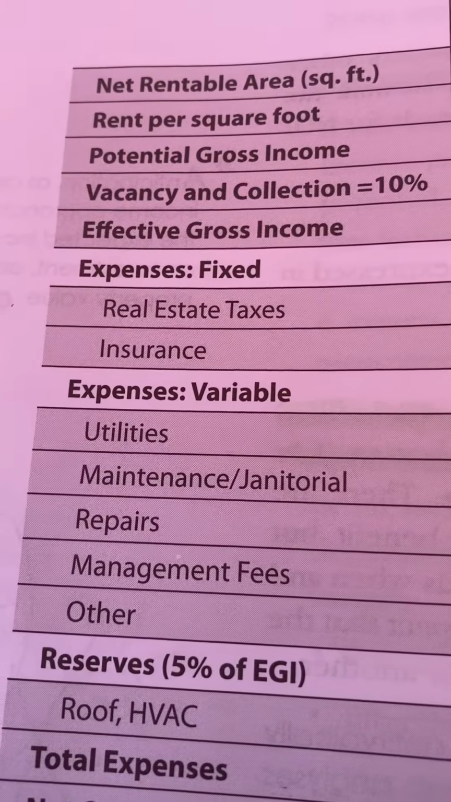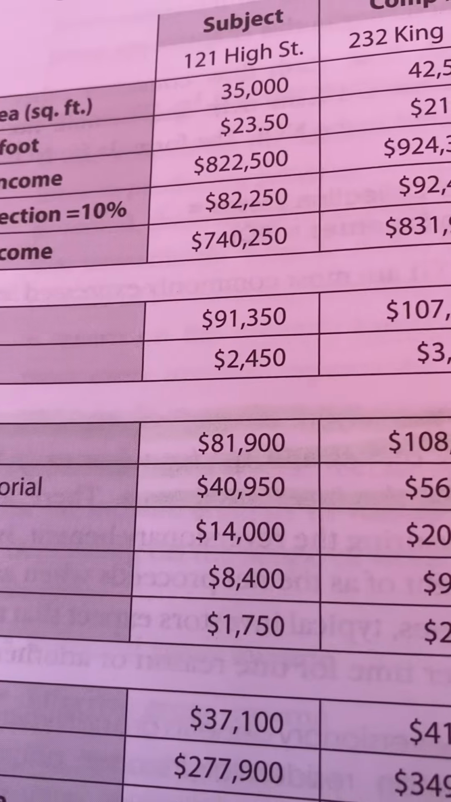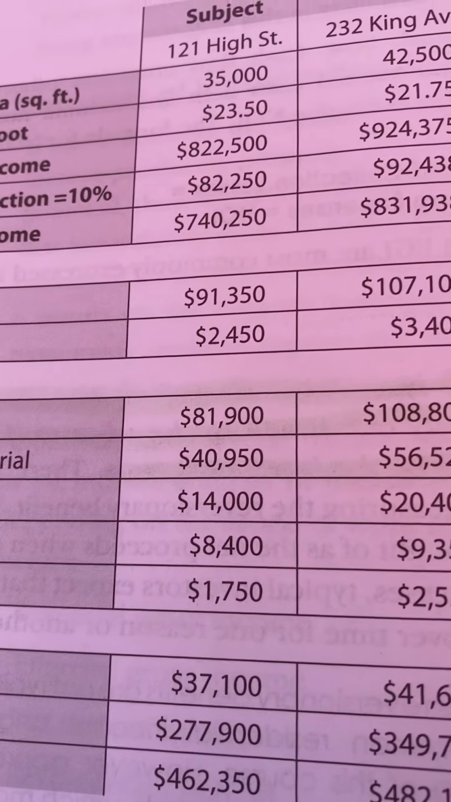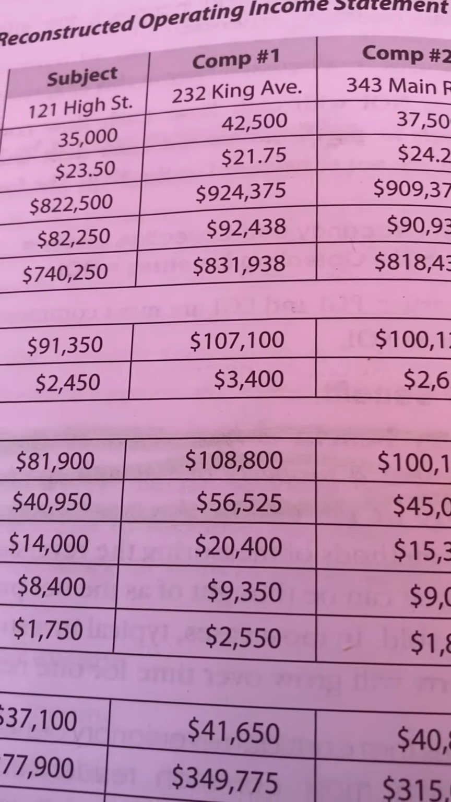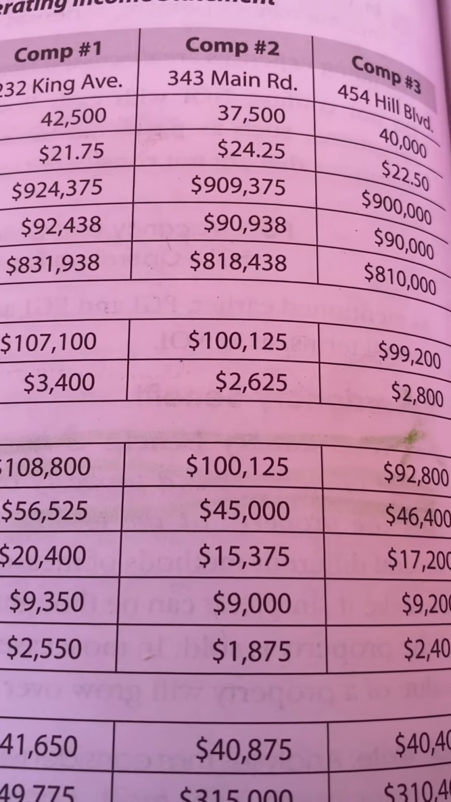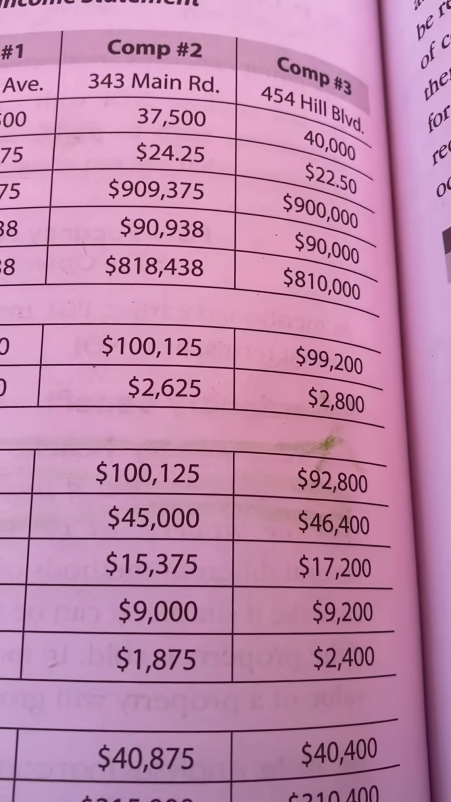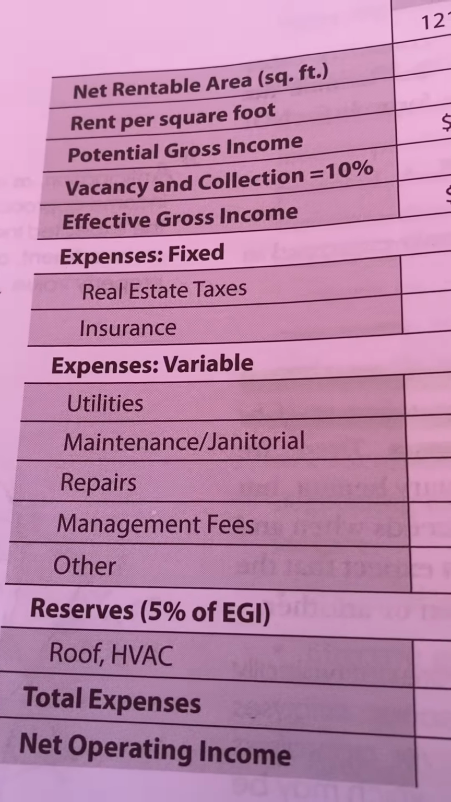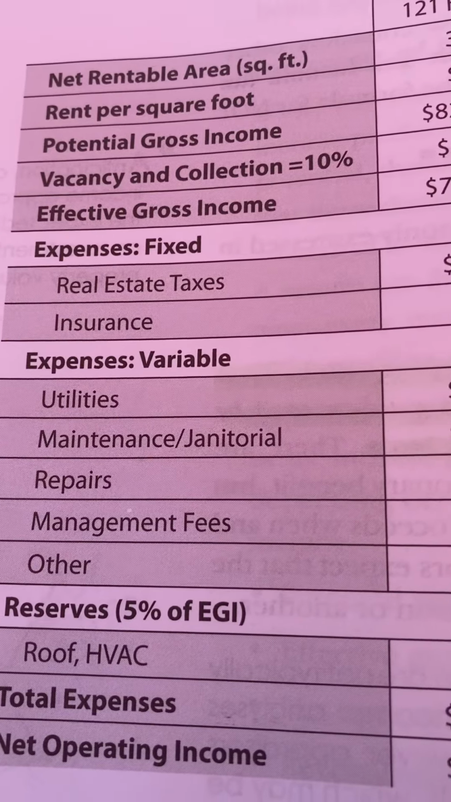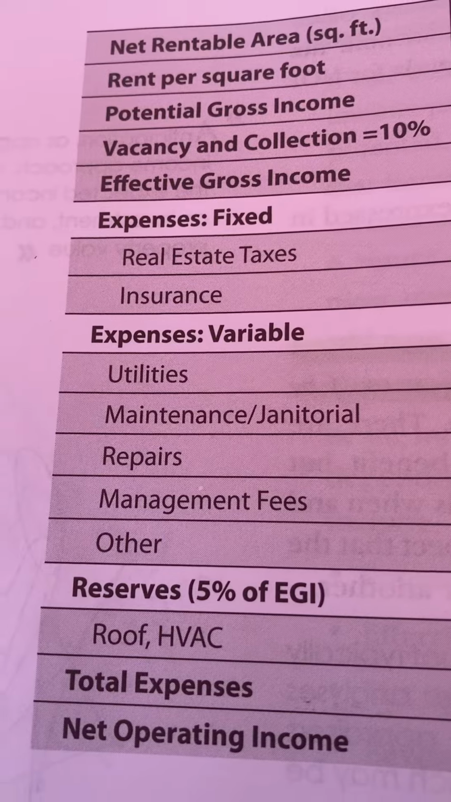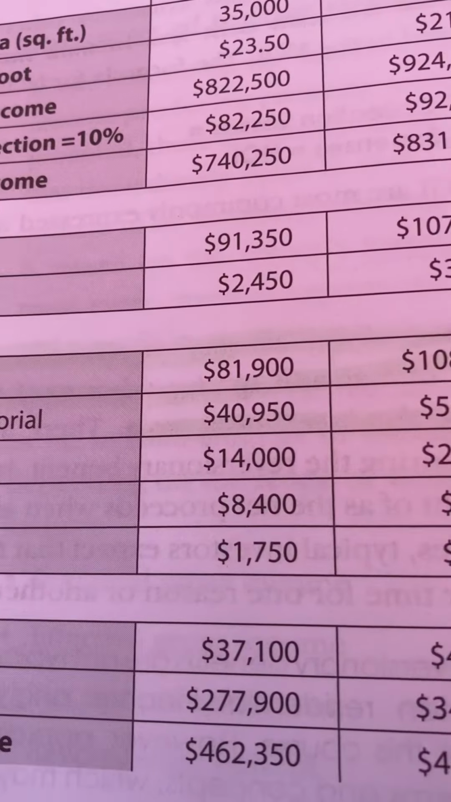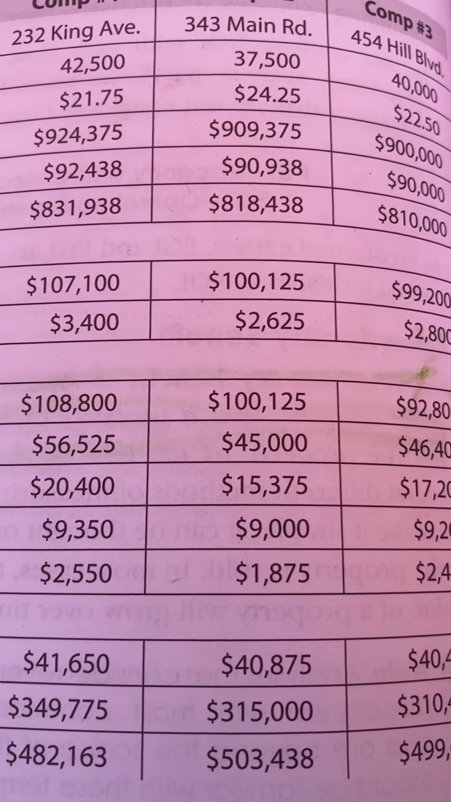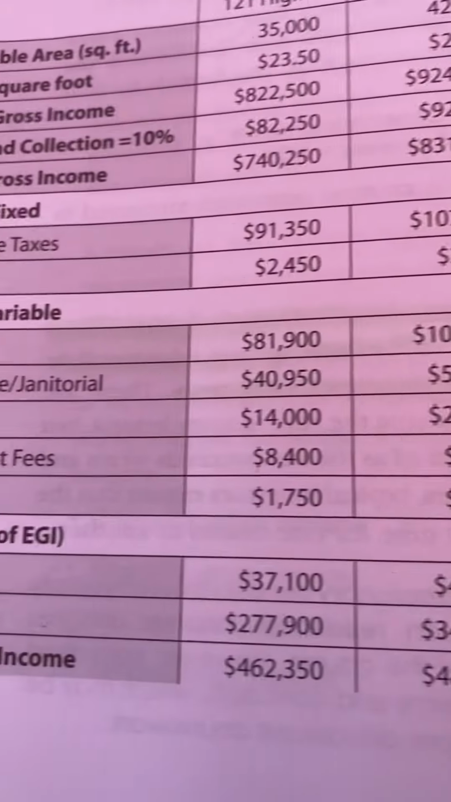Where are we at? Management fees is the next line. Your subject is, do we just do that one? Yeah, we just did that one. Other. The next line is other. Subject is $1,750. Comp 1 was $2,550. Comp 2 was $1,875. Comp 3 was $2,400. Your next area is going to be reserves. 5% of your EGI, effective gross income. The roof and HVAC for your subject is $37,100. Comp 1 is $41,650. Comp 2 is $40,875. And comp 3 was $40,400.